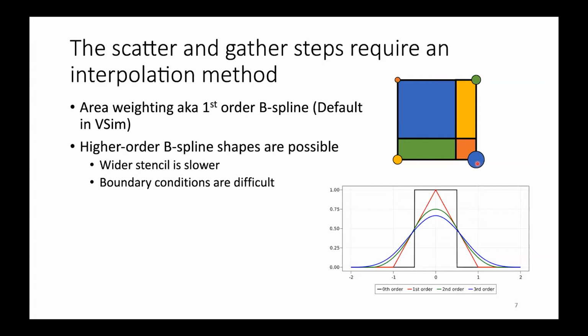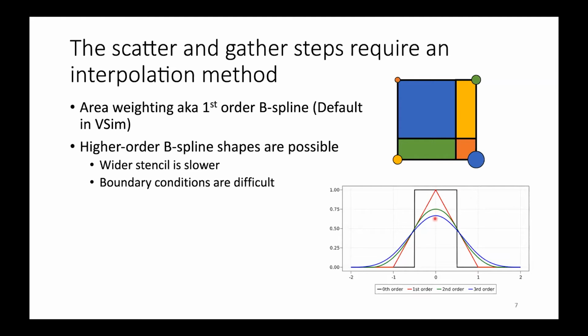But this isn't the only interpolation we can use. And in fact, area weighting is just one of a family of interpolations called B-splines. So here in this lower plot, I have a plot of the 0th through 3rd order B-spline. 0th order here is also known as nearest grid point interpolation, where you just pick the closest grid point and put all the charge onto that. 1st order here in red is also known as a tent function, or again, this is just area weighting by another name. But there's this whole family of higher order methods that we can use. And you can see the 2nd and 3rd order here.